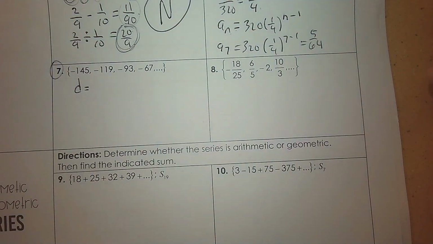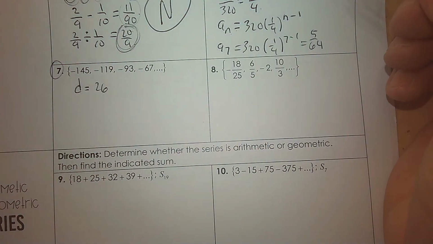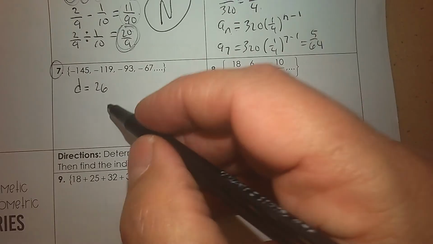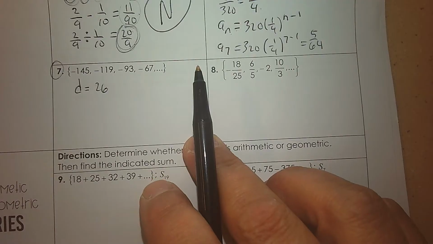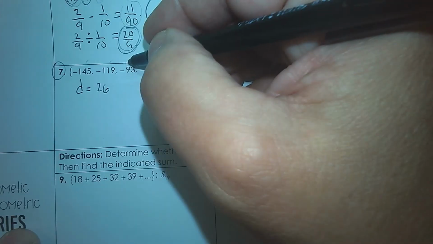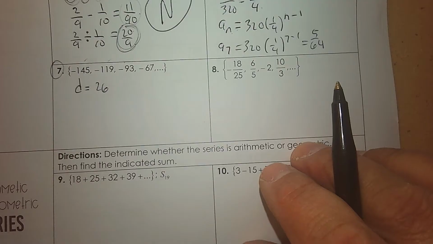26. Now, I can't just subtract two numbers and say, okay, now I know it's arithmetic. And notice the answer is positive 26, because the negative numbers are getting closer to 0. So when you add 26, add 26, add 26, it has to work for more than just two terms. It's got to work all the way through, and it does.